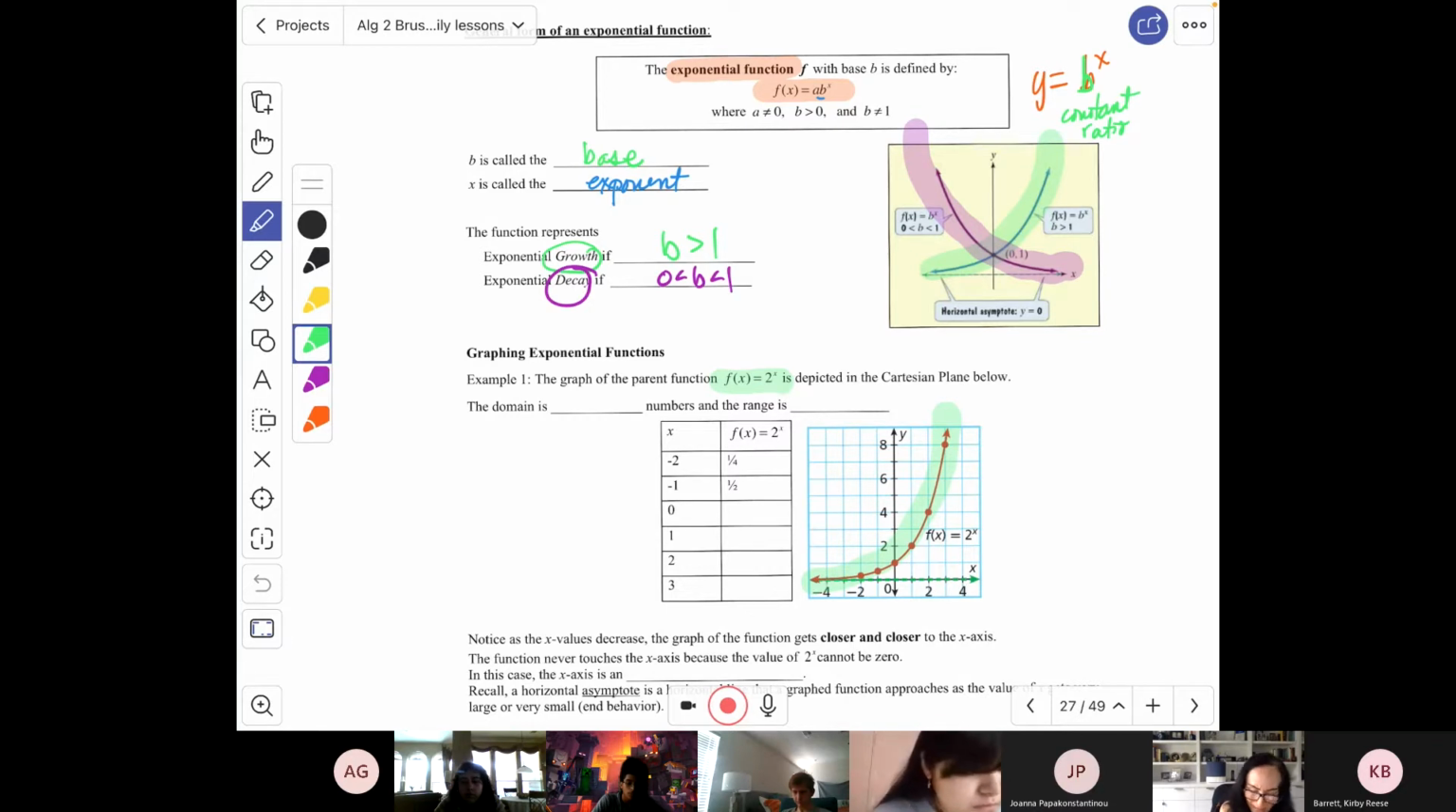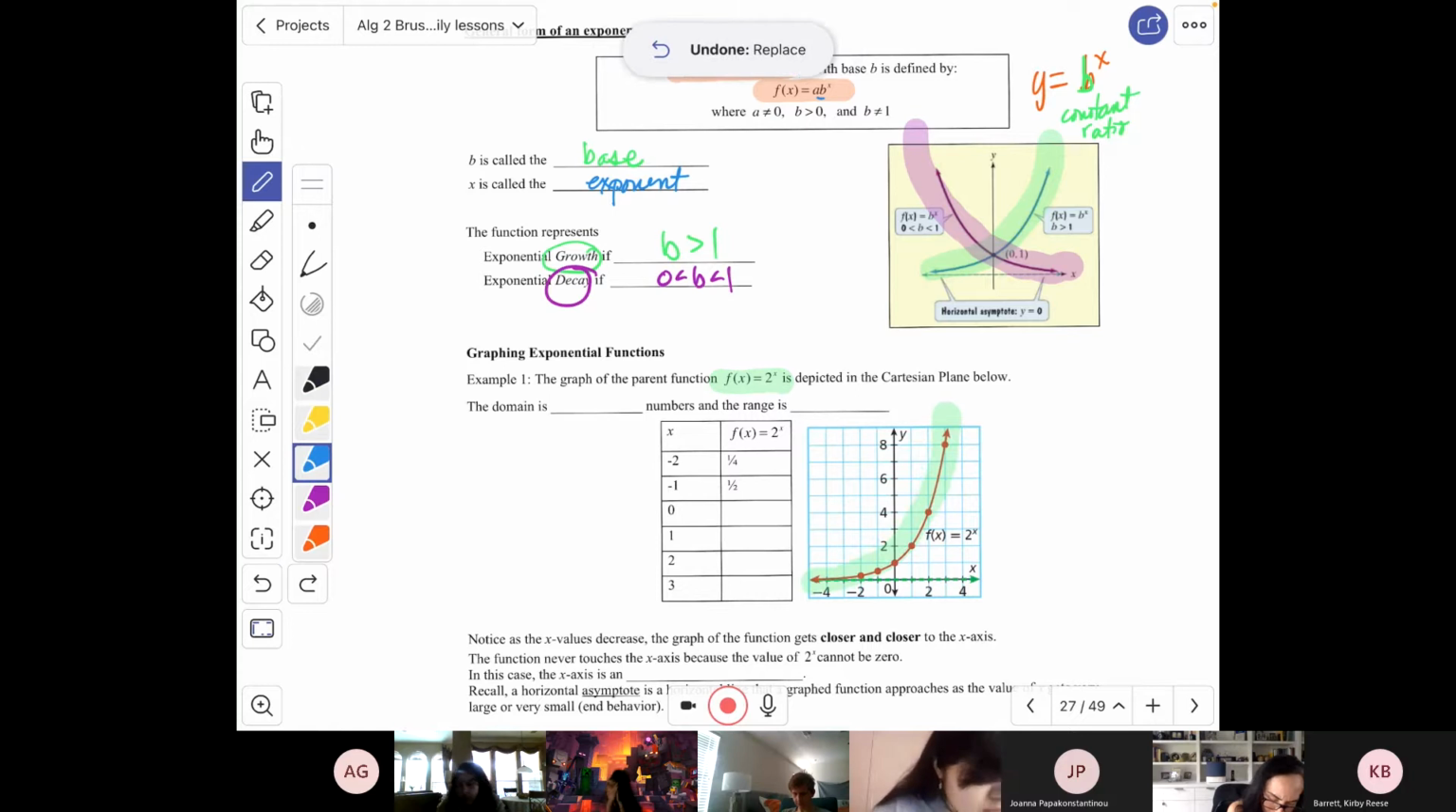What is the domain? Are there any restrictions, or can I choose any x value? What is the domain? Can I choose any x value? Can x be anything? Yes or no? Can x be a positive number? Yes. Can x be 0? Yes. What happens if x is 0? In this parent function, what is the output if the input is 0? What is 2 to the 0 power?